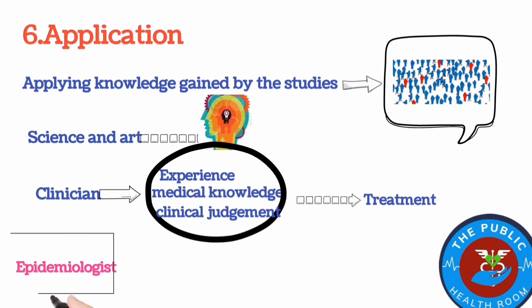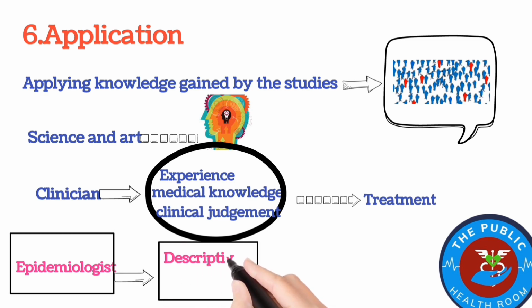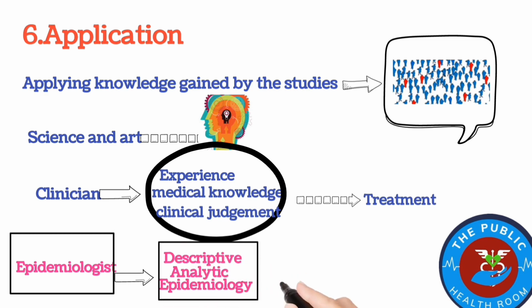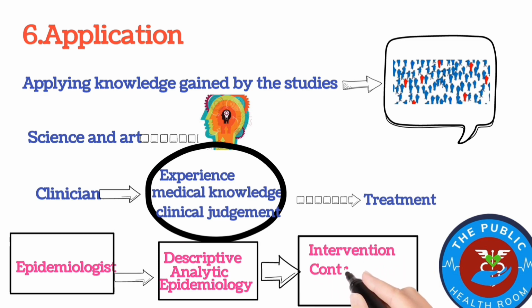Similarly, the epidemiologist uses a scientific method of descriptive and analytic epidemiology, as well as experience, epidemiologic judgment, and understanding of local conditions in diagnosing the health of the community and proposing appropriate practical and acceptable public health interventions to control and prevent disease in the community.